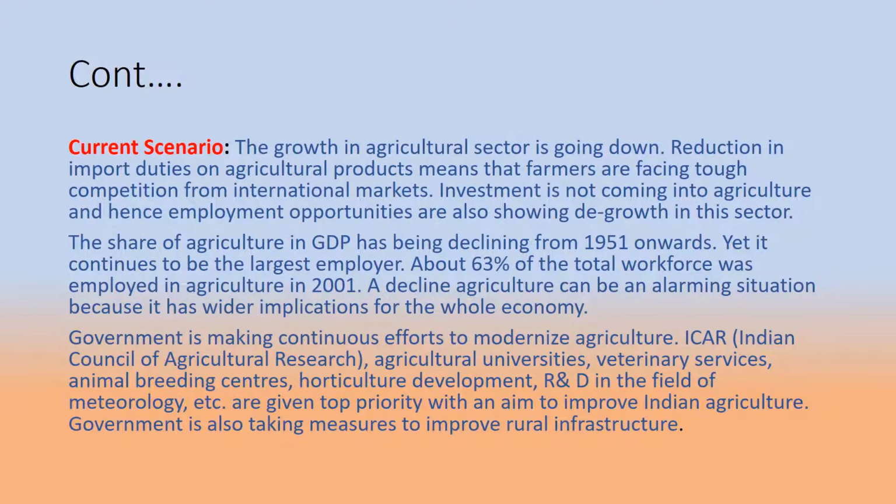Current scenario: the growth in agricultural sector is going down. Reduction in import duties on agricultural products means that farmers are facing tough competition from international markets. Investment is not coming into agriculture and hence employment opportunities are also showing degrowth in this sector. The share of agriculture in GDP has been declining from 1951 onwards.